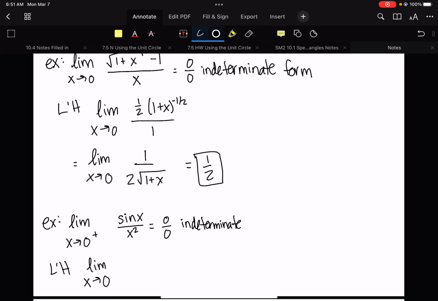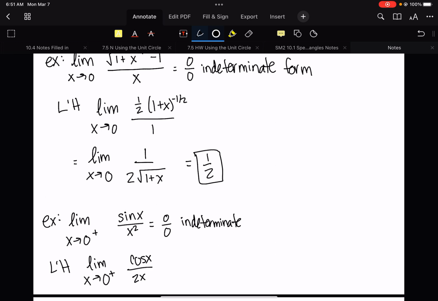So for L'Hopital's rule, I'm going to have the same limit, but now I'm going to take the derivative, so the cosine of x over 2x. Now when I plug in 0, I'm going to get 1 over 0. So that means my function's going to be going to infinity, or negative infinity. I need to figure out, is it going to positive infinity or negative infinity?